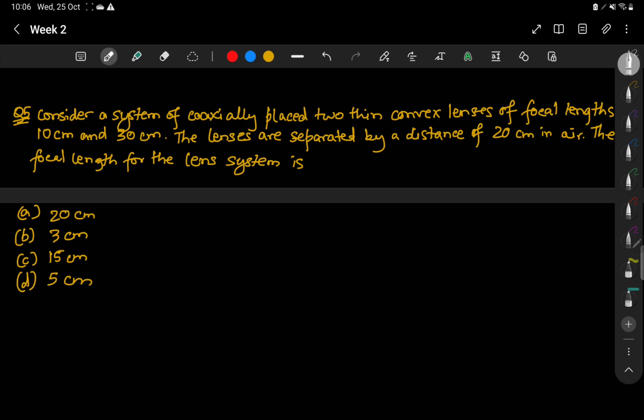We have two thin convex lenses of different focal lengths, and they are separated by a certain distance and they are placed coaxially, and we want to find the focal length of this system. Again we will use the same matrix concept. So for the first lens, the matrix, this is the matrix for lens.